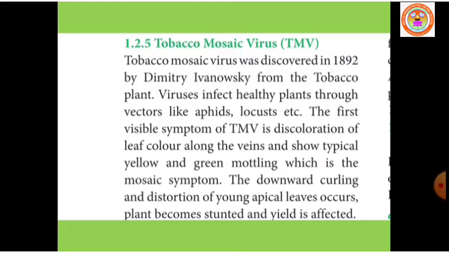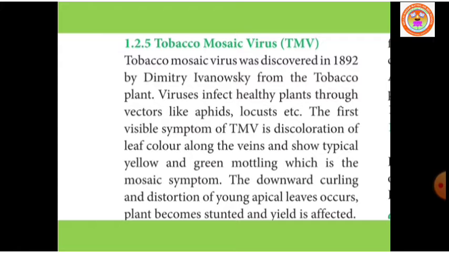Viruses infect healthy plants through vectors. The vectors may be moths, aphids, caterpillars, locusts, even some grasshoppers also. So virus is generally transmitted through vectors. Vectors are carriers. The first visible symptom when the tobacco mosaic virus infects the leaf of a tobacco plant is discoloration. Naturally, the color of the leaf is green. Due to the virus infection, it becomes distorted and the color becomes modified.